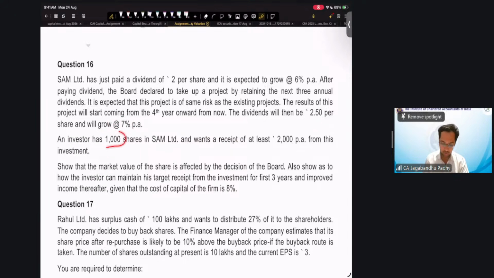An investor has 1,000 shares in SAM and wants a receipt of at least 2,000 per annum from his investment. So this investor is someone who is looking for a cash receipt of 2,000 every year. Show how the market value of the share is affected by the decision of the board. Also show how the investor can maintain his target receipt from the investment for the first 3 years and improved income thereafter, given the cost of capital is 8%.